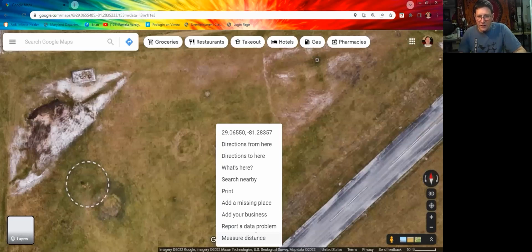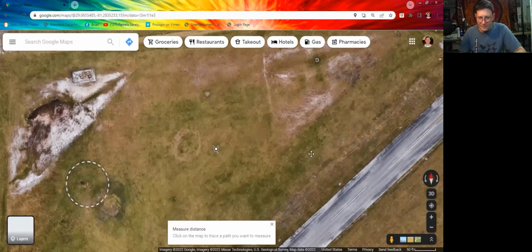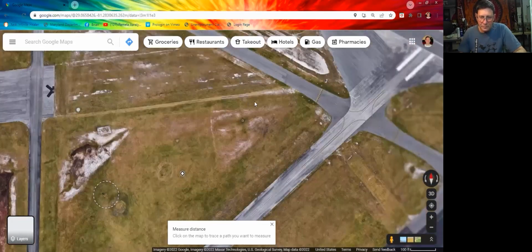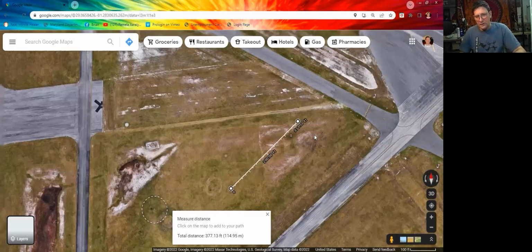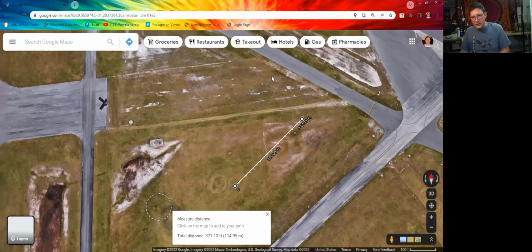Measure distance. Let's start off with this figure of, what do we say, 375. I was pretty close, wasn't I? All right, 375. So that's one dimension. So this is correct. Now, if I wanted to do a right-hand traffic pattern, then I'd have to figure out what the length of this is.